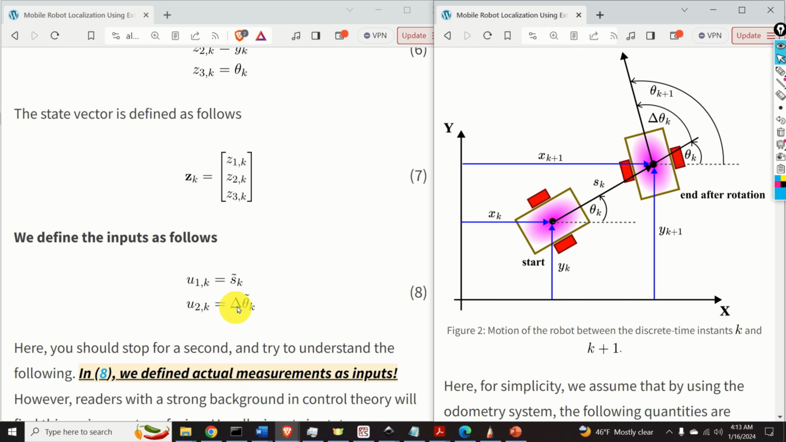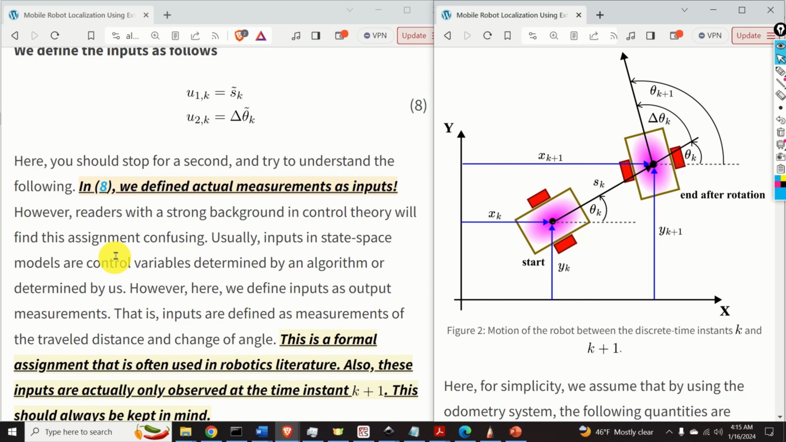u2k is the measurement of delta theta k, that is, u2k is equal to delta theta k tilde. Here, you should stop for a second and try to understand the following. Over here, we defined actual measurements as inputs. However, people with a strong background in control theory will find this assignment confusing.